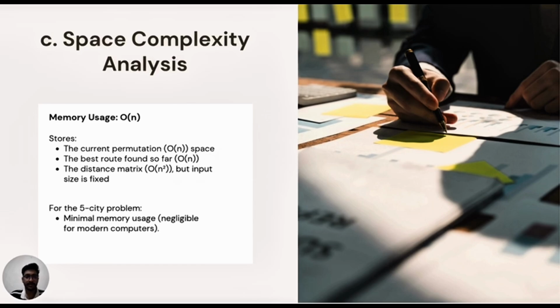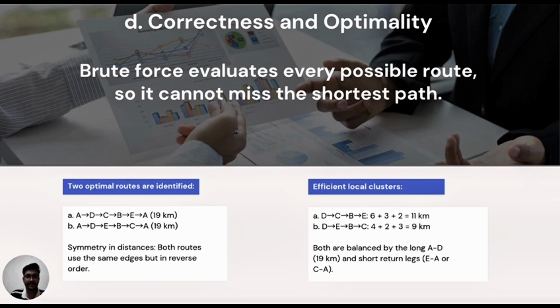For the 5 city problem, it uses very minimal memory usage, which is almost negligible for modern computers. Next is correctness and optimality. Brute force evaluates every possible route, so it cannot miss the shortest path.